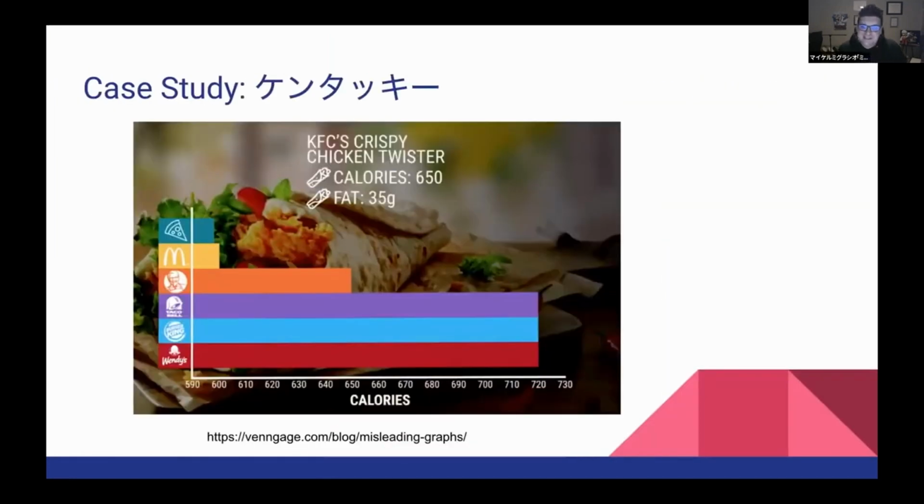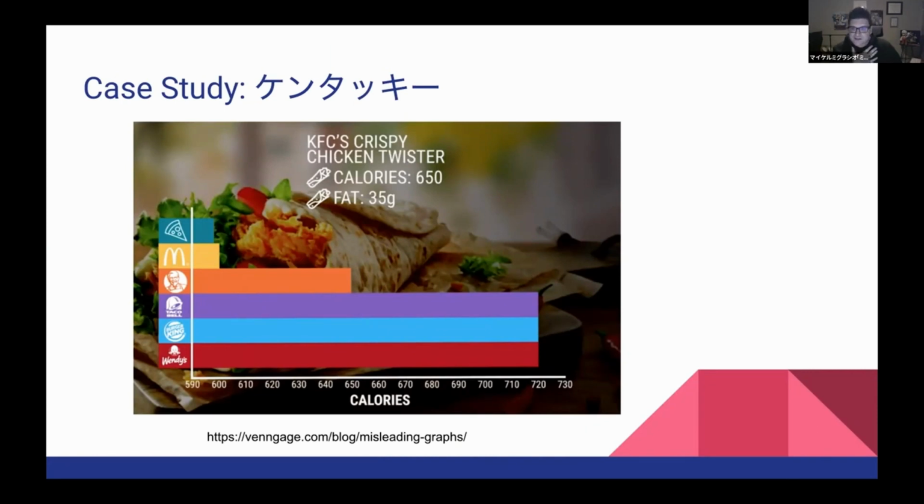Let's use our last example of the day. This is a graph showing the number of calories in a Kentucky chicken wrap and comparing that number against some other food from other restaurants. But this graph doesn't give us a lot of information.